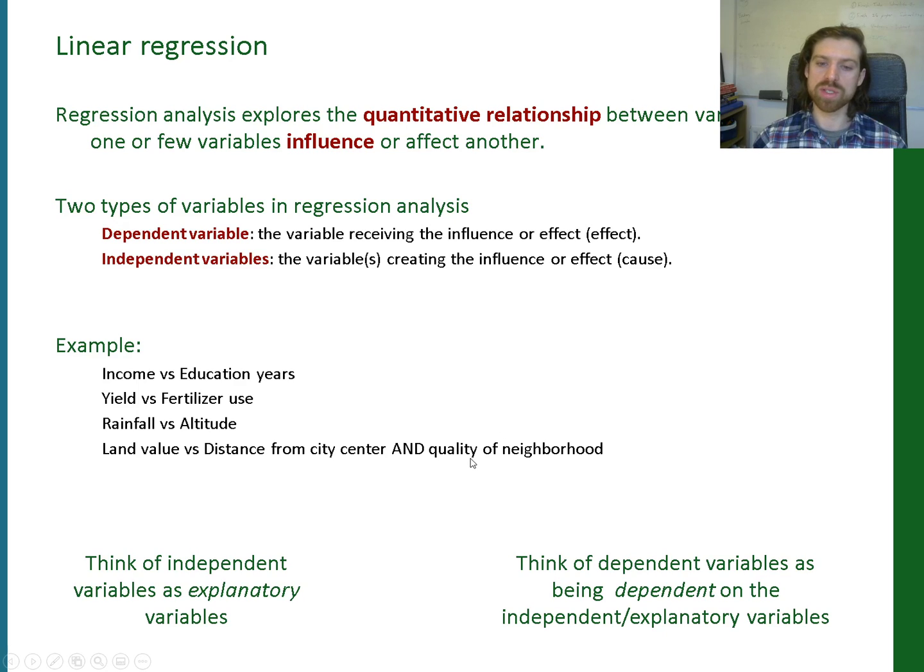And then in terms of quality of neighborhood, maybe what we could do is place variables in there which reflect the neighborhood. So maybe we put in the crime rate. Maybe areas with low crime have a higher land value. Maybe we could put in the socioeconomic status of the neighborhood.